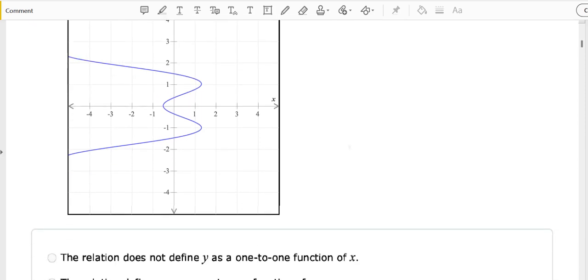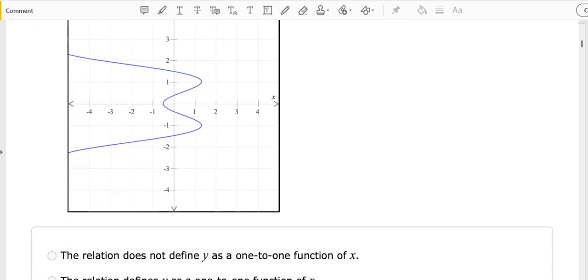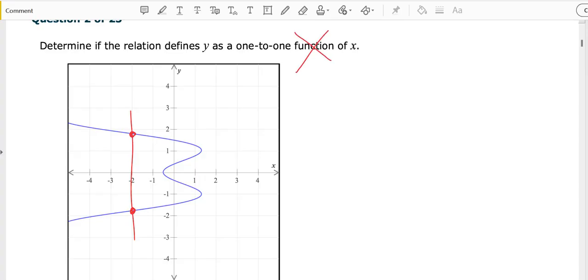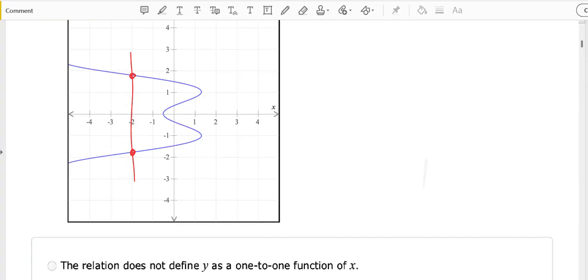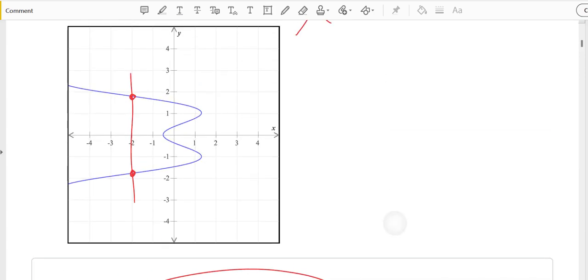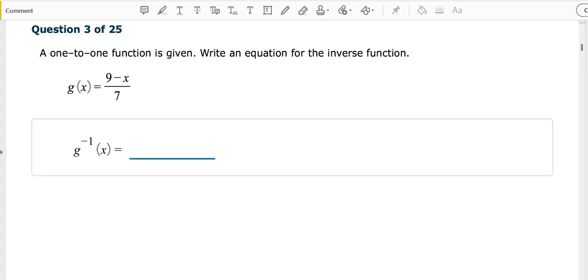Question 2. Determine if the relation defines y as a one-to-one function of x. When I look at that relation, first thing I see is it does not pass the vertical line test. That vertical line crosses twice. So first of all, it's not a function. And so we don't even have to go see if it's a one-to-one function. I'm just going to circle it does not define y as a function of x. It's because it's not a function.